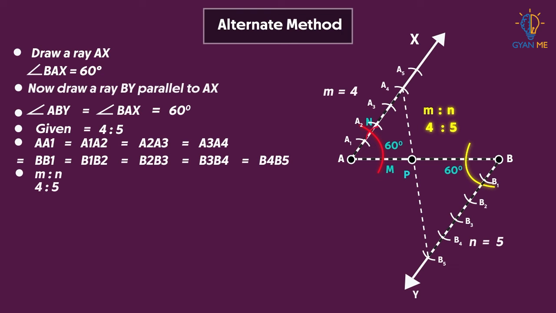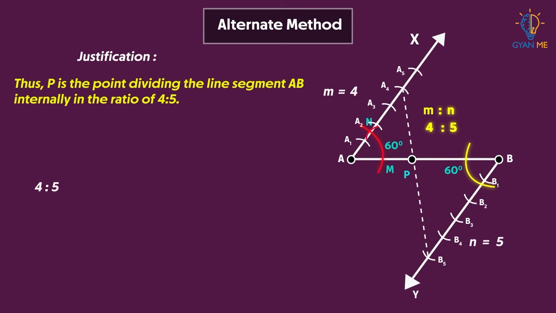Observe that on ray AX, there are 4 equal segments and on ray BY, there are 5 equal segments. Therefore, ratio of segments AA4 to the segment BB5 is 4:5. Also, AP is to PB is equal to 4:5. Thus, P is the point dividing the line segment AB internally in our required ratio of 4:5.